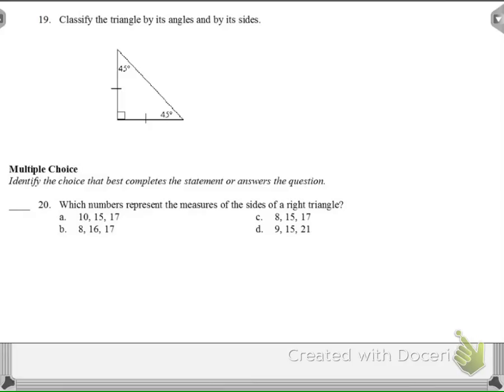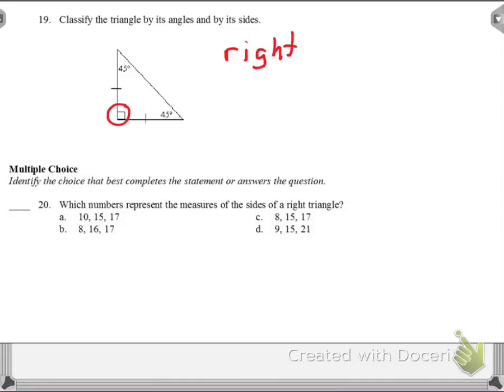Okay, now we're going to look at 19 and 20. Alright, number 19 just asked me to classify the triangle by its angles and its sides. So first I'm going to look at the angles. I've got a 45, I've got a 90, I've got another 45. Well, if I've got a right angle, then that makes a right triangle.